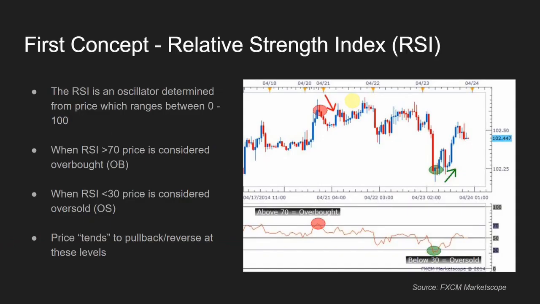Now, the first concept is an indicator called the relative strength index. The relative strength index is determined by price and is an oscillator with a range between 0 and 100. So you'll see over here on the right hand side, we've got the price chart at the top, and then underneath we've got the RSI indicator. What I mean by derived from price is that, most of the time, whatever the price does, so does the oscillator. So in this case, the RSI.